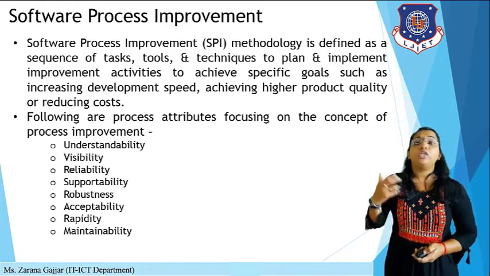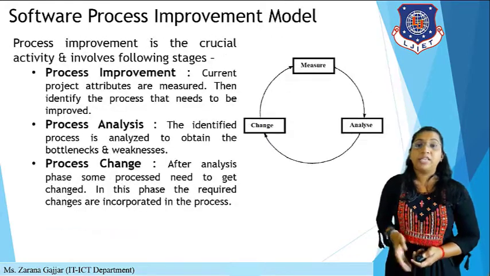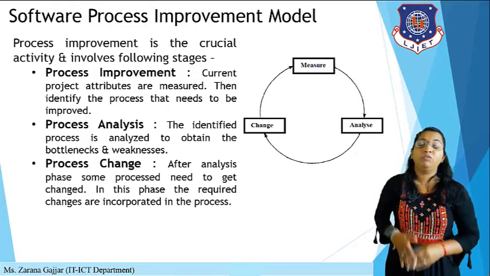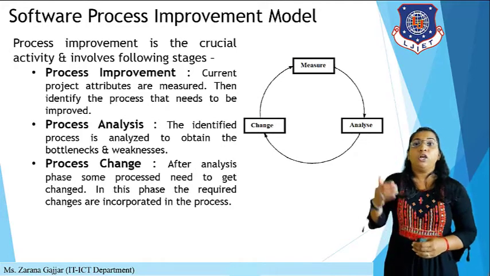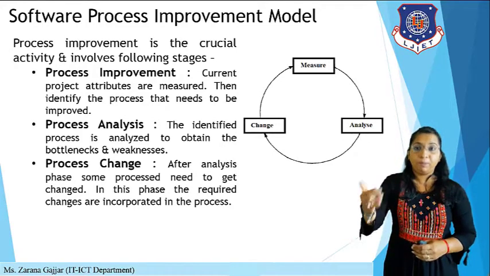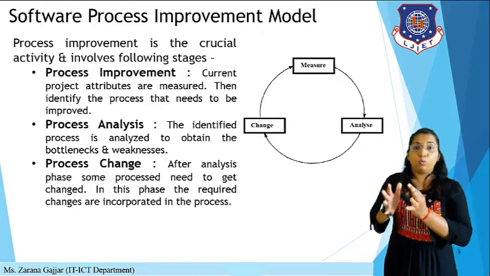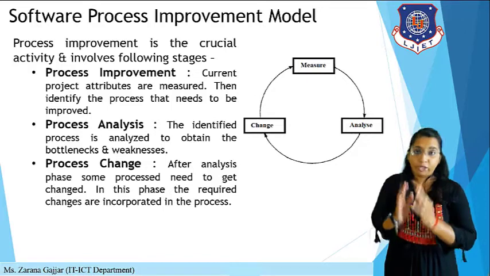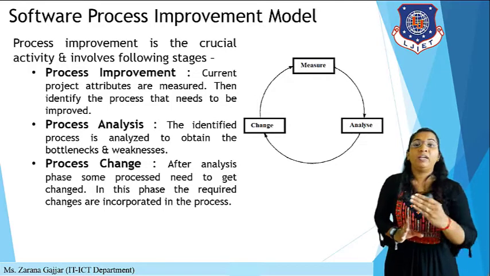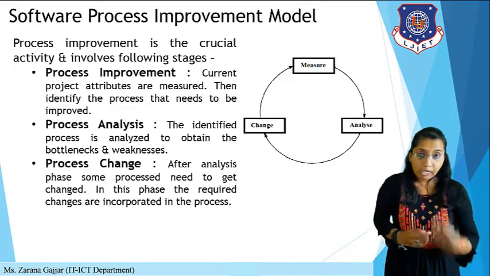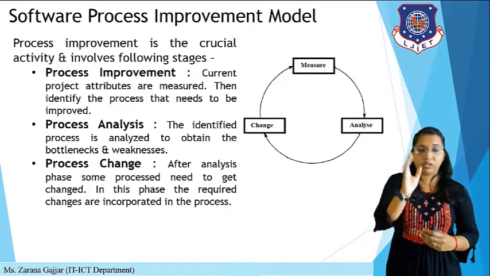There is a software process improvement model. Process improvement is a crucial activity and it involves some stages. First, process measurement: the current project attributes are measured. Whatever you have in the current stage, you have to measure, and then identify what to change, that is, identify the process that needs to be improved. That is included in process improvement.